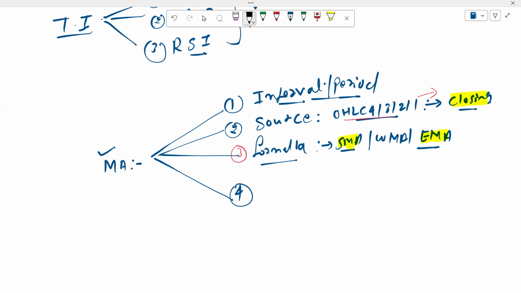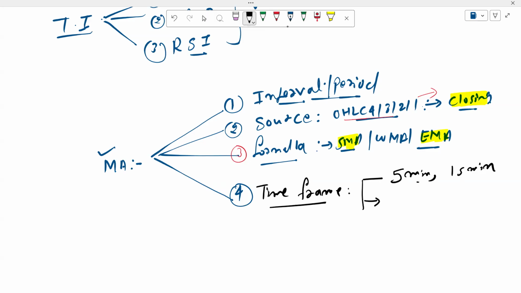And the fourth thing is your time frame. In the last class, we did the multi-time frame analysis. We identified that if you are an intraday trader, your time frame will be 5 minutes, and it can be 15 minutes also. If you are a swing trader or positional trader, your time frame will be daily. If you are a long-term investor, your time frame will be weekly. We have to change these things only, and our moving average will automatically change.